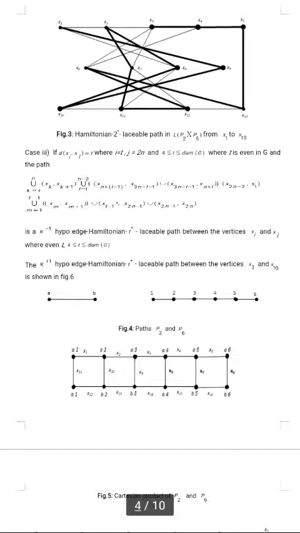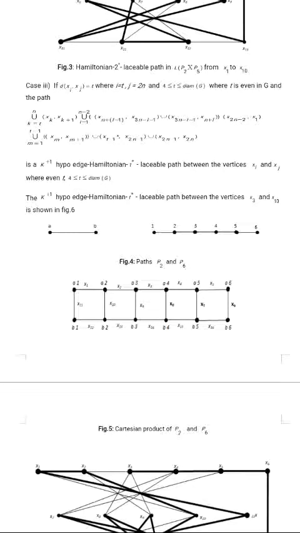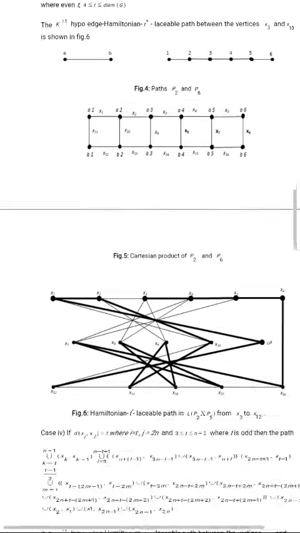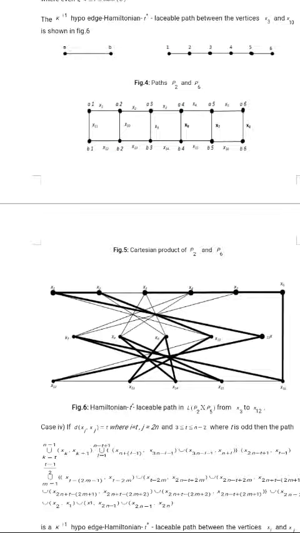Okay, so you can see the graph here, P2 and P6, even numbers we have taken. The Cartesian product is this, and then again the line graph of the Cartesian product is this, and we have constructed the Hamiltonian t laceable path from x3 to x12.